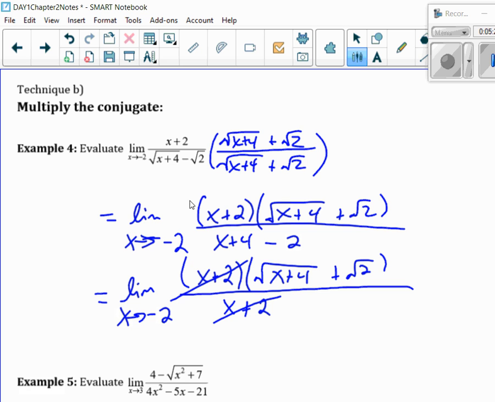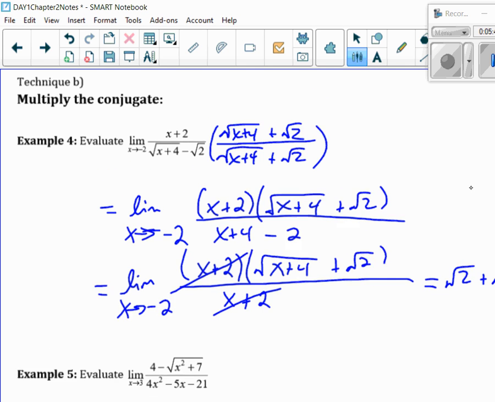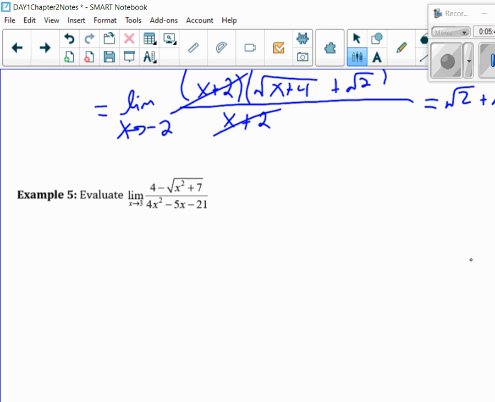So now I'm going to substitute this in. I get root 2 plus root 2, which is 2 root 2. Next one, I sub in 3 here. I get 9 plus 7 is 16. Root of 16 is 4. 4 minus 4 is 0 on the top. I put 3 in here. I get 9 times 4 is 36. 3 goes in there, 15. 36 minus 15 minus 21 is 0 on the bottom. So 0 over 0, there's a hole.